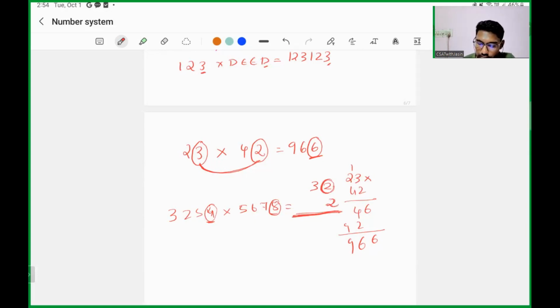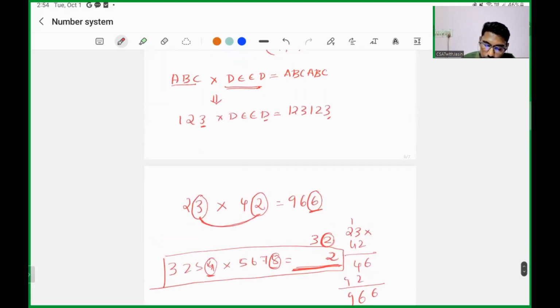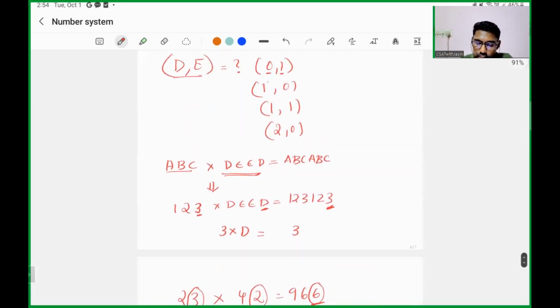Actually, this is what UPSC asks the most of the time, regarding this unit digit. So now here it is 3, here it is D. If you are multiplying 3 with D, you need to get 3 itself in the unit digit. So what will be D? 3 into which number gives unit digit as 3 itself? Now the options are only 1, 2, and 0, right? So D has to be 1, because 3 into 1 is 3 itself.